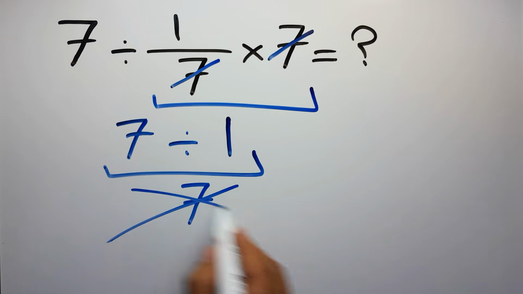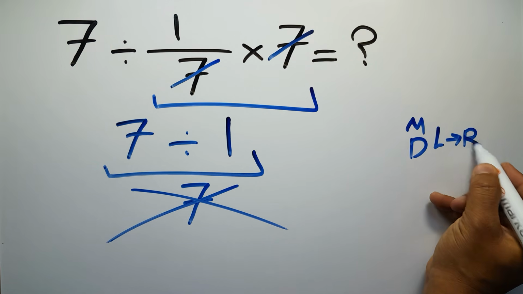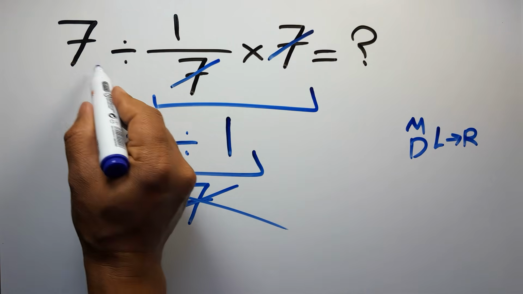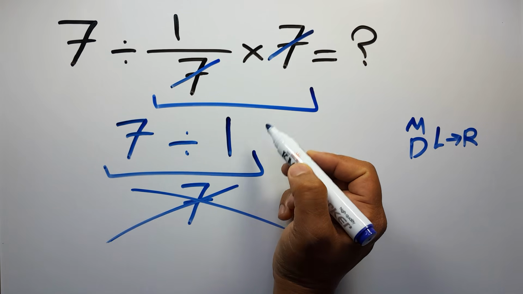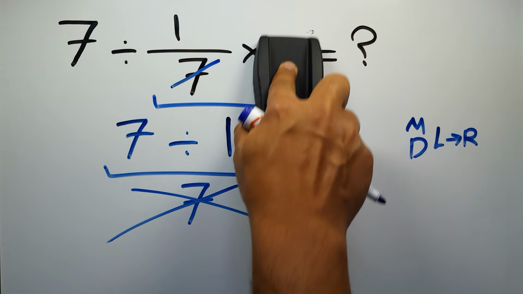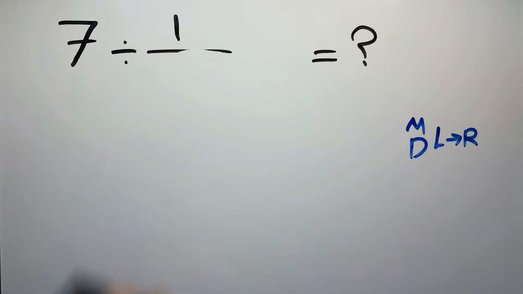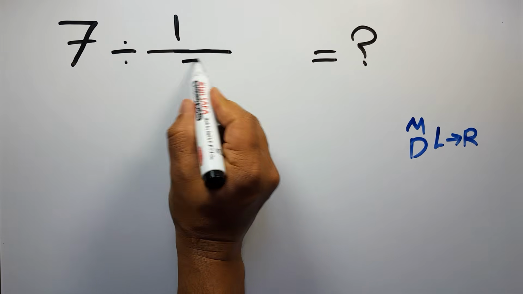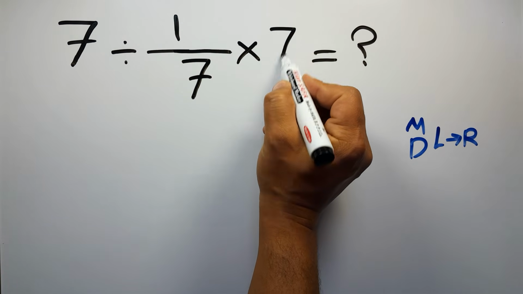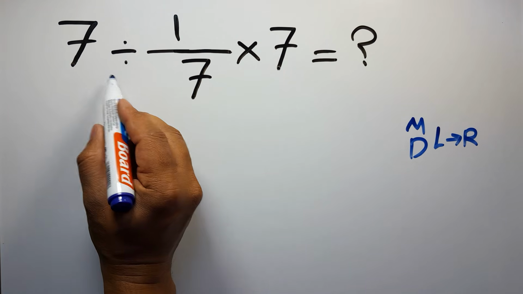But this answer is not correct because according to the order of operations, multiplication and division have equal priority and we have to work from left to right. So here, first we have to do this division, then this multiplication. If we do this multiplication before this division, it is wrong. So first we have to do this division.